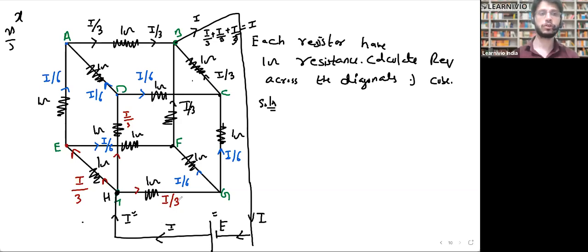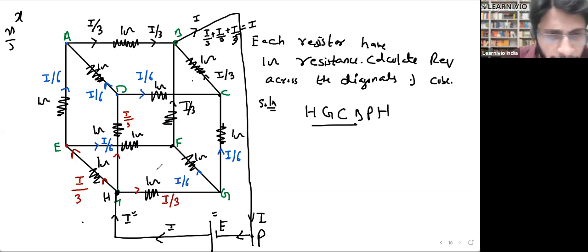Choose this loop. So what's the name of this loop? HGCB, and let's name this as P. So I'm choosing this loop HGCBPH. Draw this circuit and try to write the equation of this loop HGCBPH and get the value of I from it. Your I will come in terms of E. Every resistance is 1 ohm. Do it now.